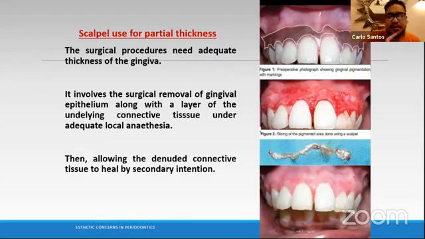This is a technique that I want you to bring home after this lecture. You can actually do this if you can handle a scalpel. If you know how to peel a kiwi, the principle is the same. The scalpel is used for partial thickness. When you say partial thickness, this is where you leave the periosteum when you do flaps. Full thickness includes the periosteum, and partial thickness you leave the periosteum. I want you to see this.